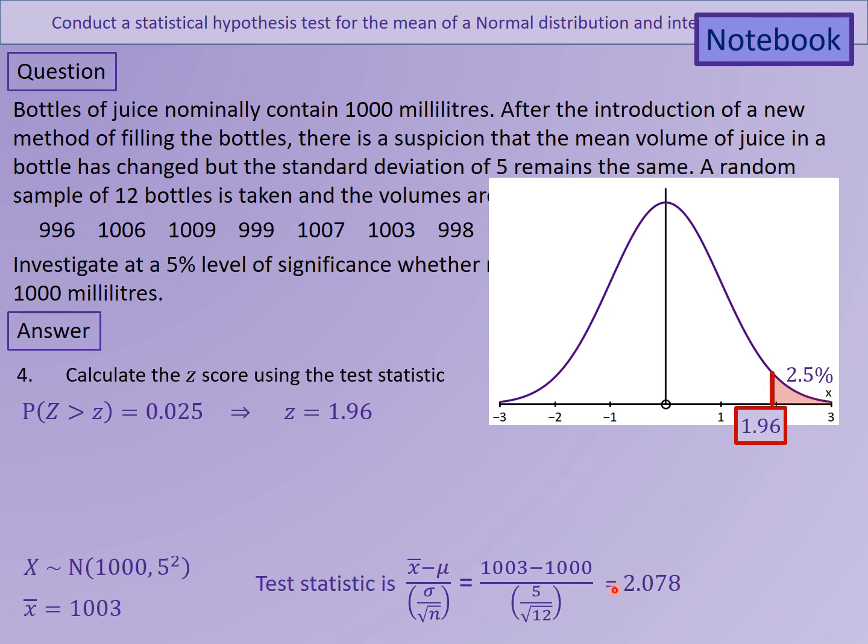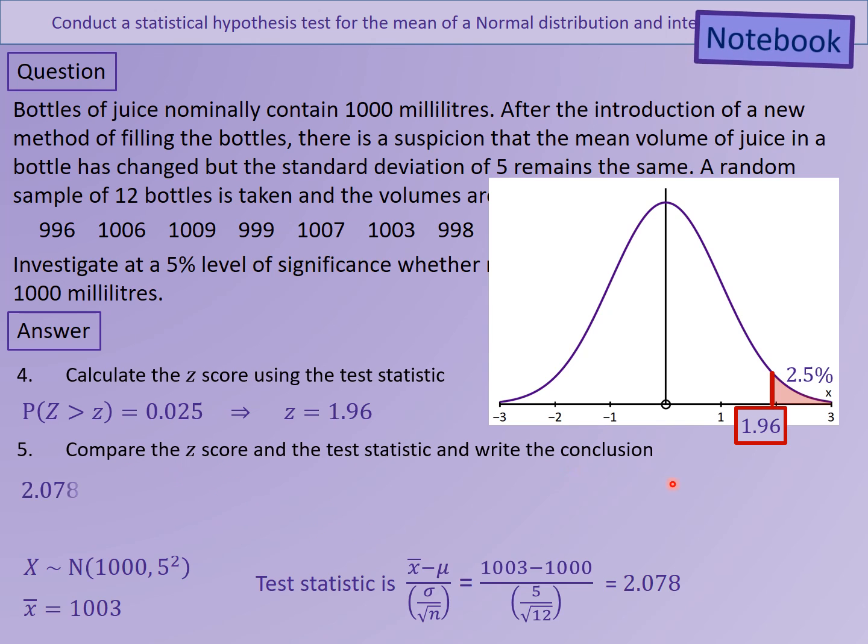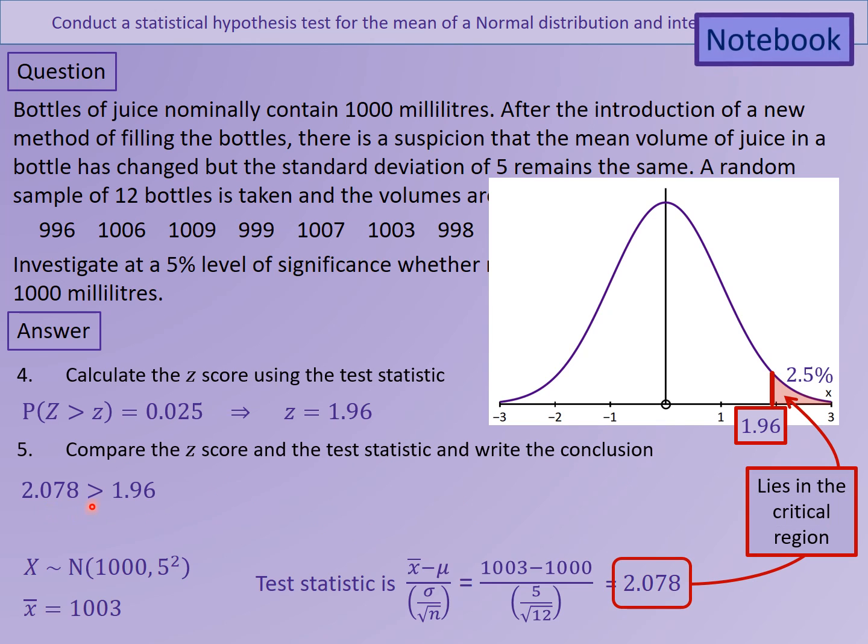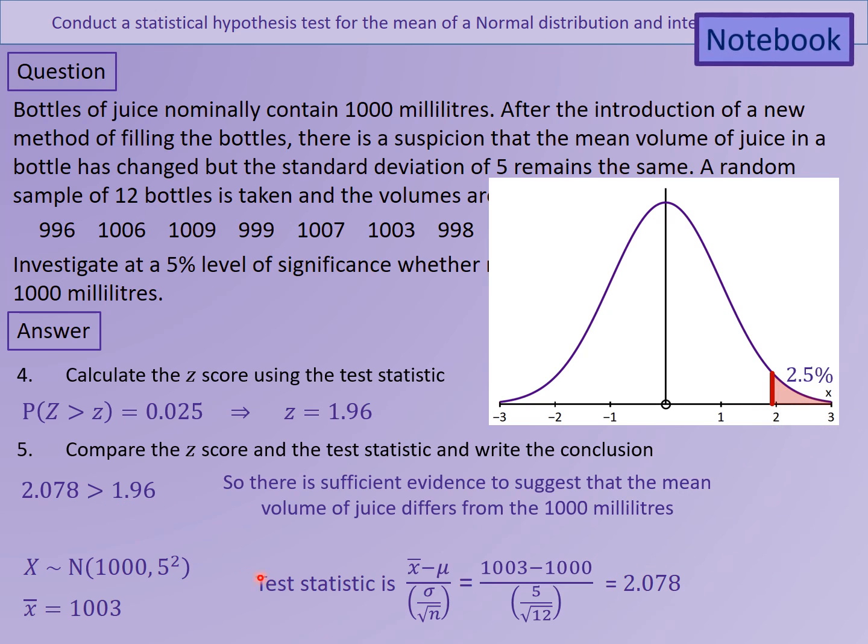And you can clearly see now why this method might be a bit nicer for some people, because it's a lot easier to check a test statistic against this critical value. I can clearly see that 2.07 is here within the critical region, so therefore we would reject the claim that 1000 is still right. Okay, so compare it, write your conclusion. 2.078 is greater than 1.96. It lies in the critical region.